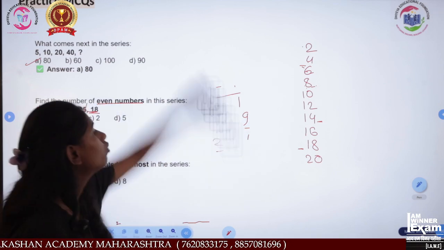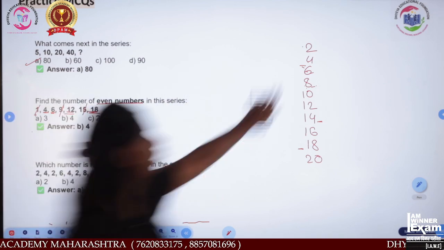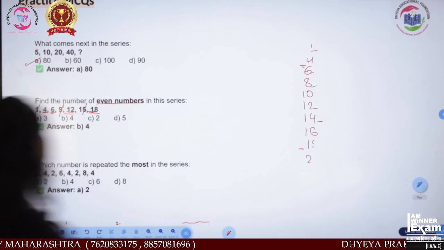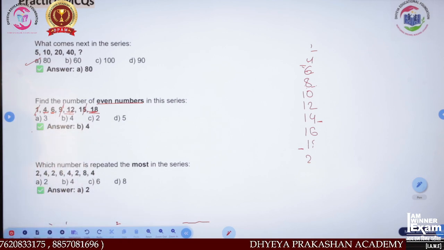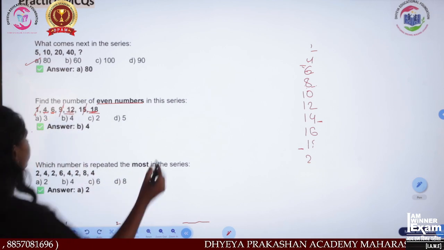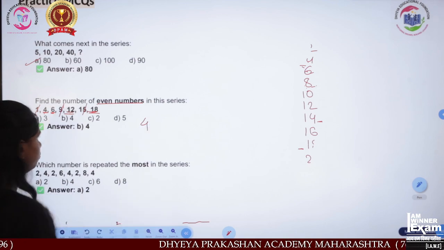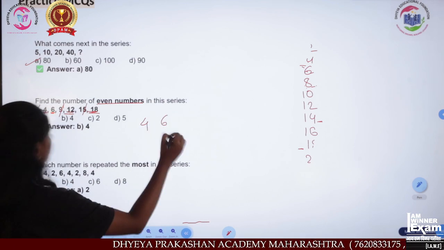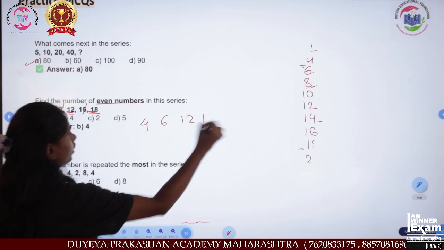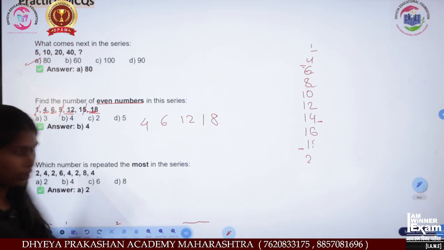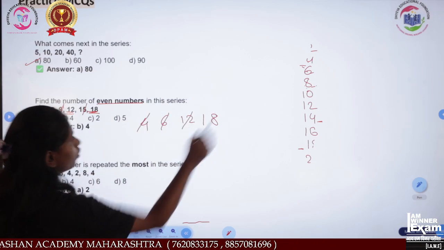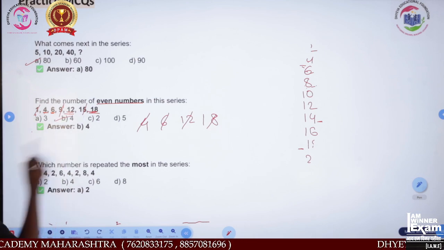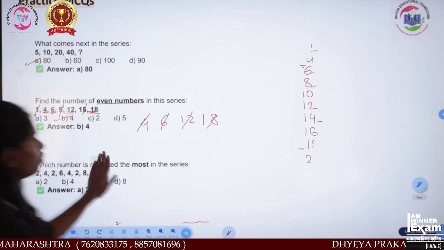So let's count how many even numbers we found. 1, 2, 3, 4. So there are a total of 4 even numbers. Which were they? 4, 6, 12 and 18. These are the numbers that are even. So these are a total of 4 numbers. The correct option will be B, that is 4.